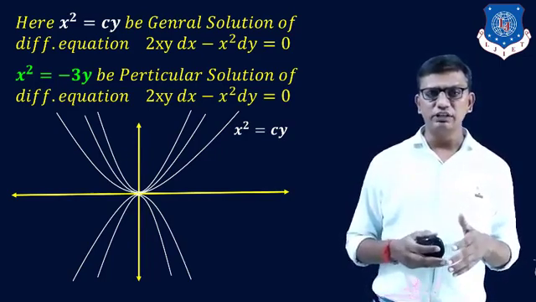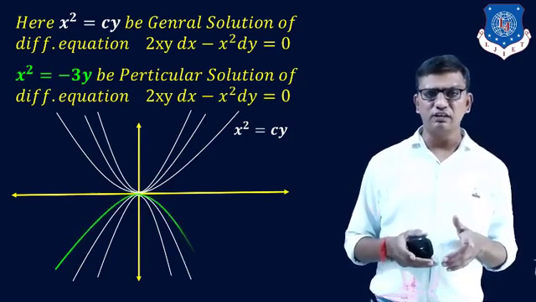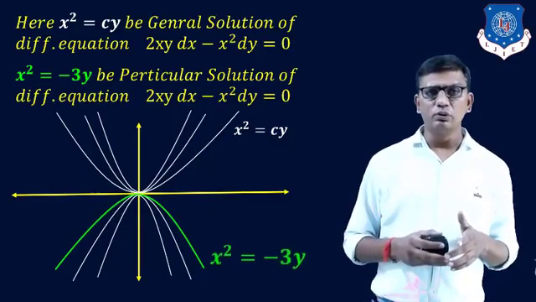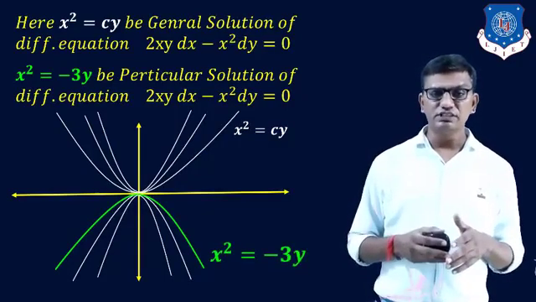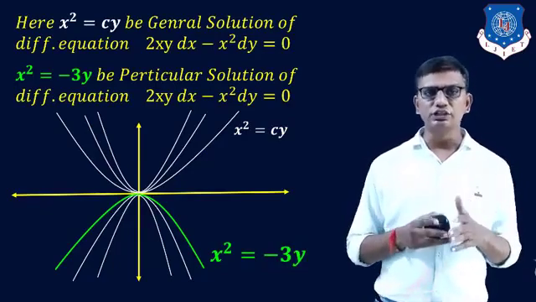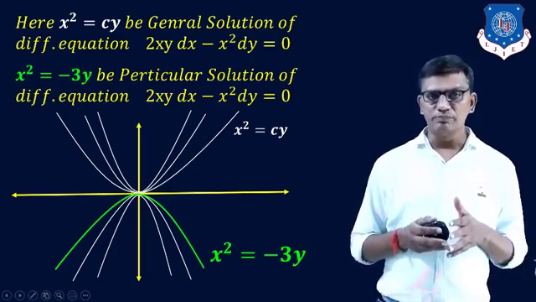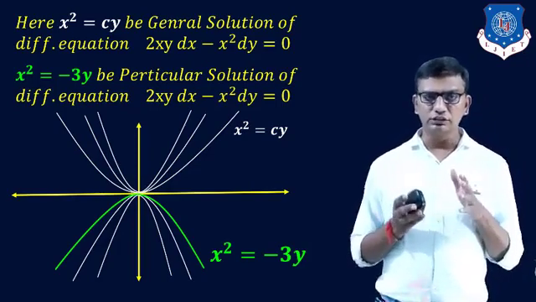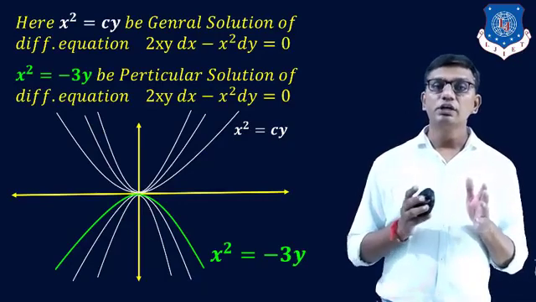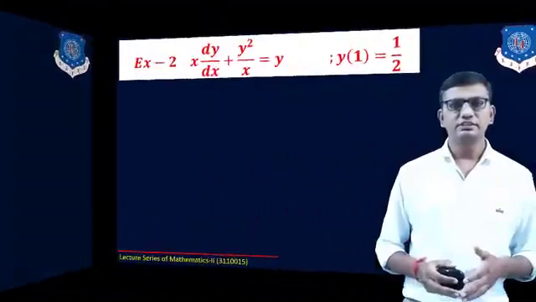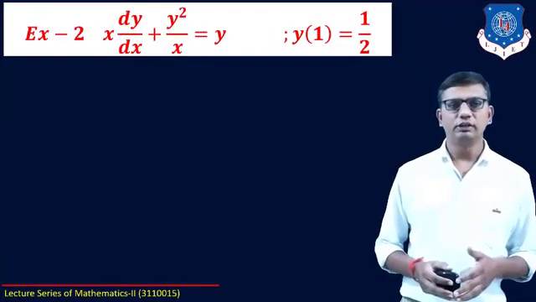And what is the meaning of it? So it is some specific curve which is drawn in the green line. That is x^2 = -3y, which is our particular parabola. It is according to our condition. That is our concept of initial value problem and particular solution in the first order, first degree ordinary differential equation. Now we will see the second example of initial value problem.